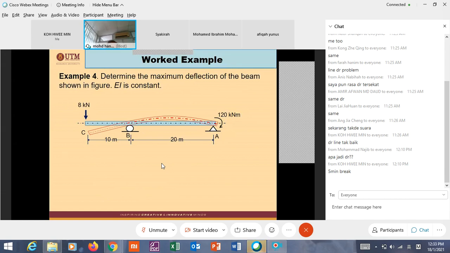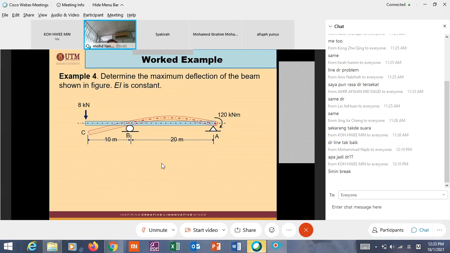Yes. In this case, you have 8 kilonewton. You have 120 kilonewton meter moment. Bending moment at pin connection. Can you imagine how there can be bending moment at a pin connection?